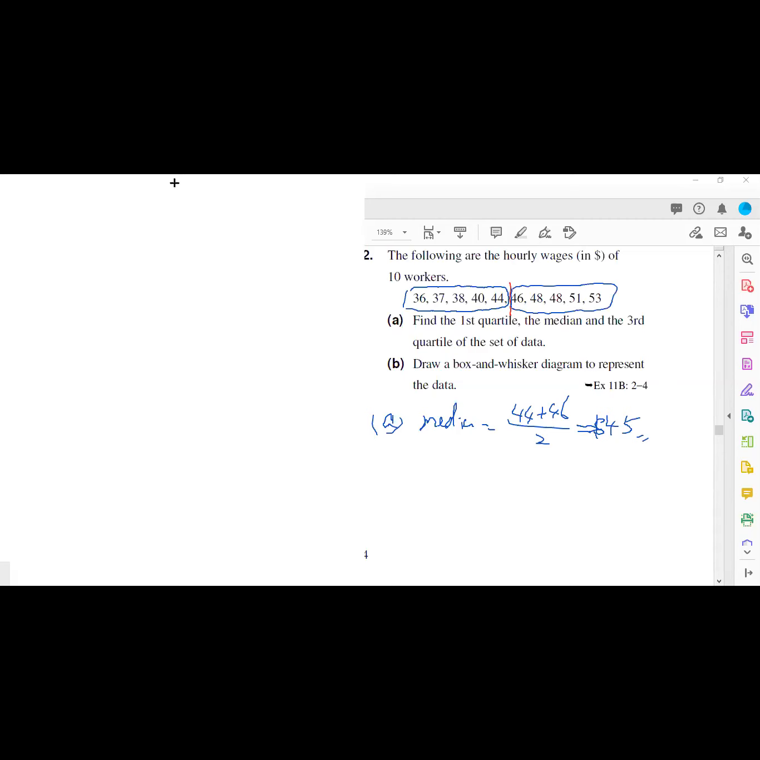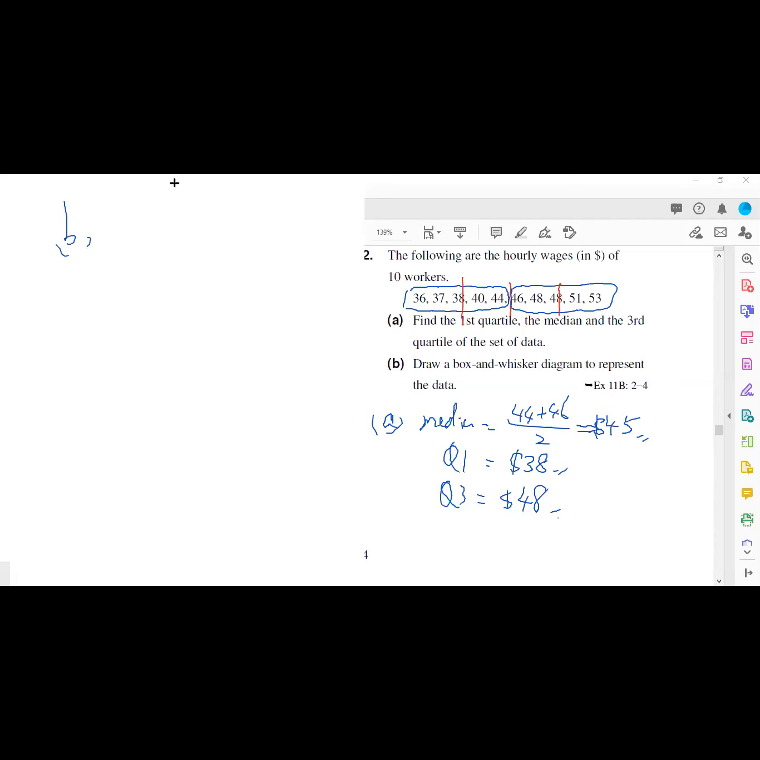Okay, and then in the smaller half, we cut at the middle position. So this is Q1, Q1 is $38. And then for the larger half, cut in the middle position, 48. So Q3 is equal to $48, like this. So this is part A. And then for part B, we need to draw the box and whisker diagram.